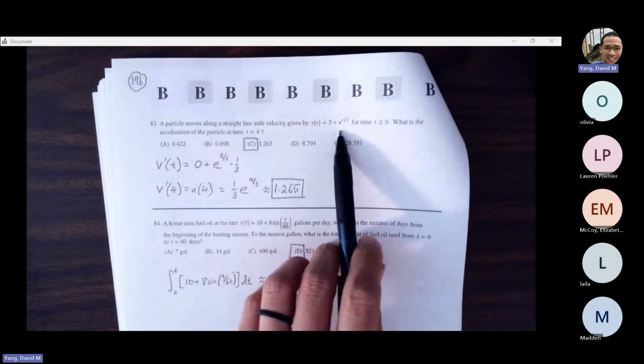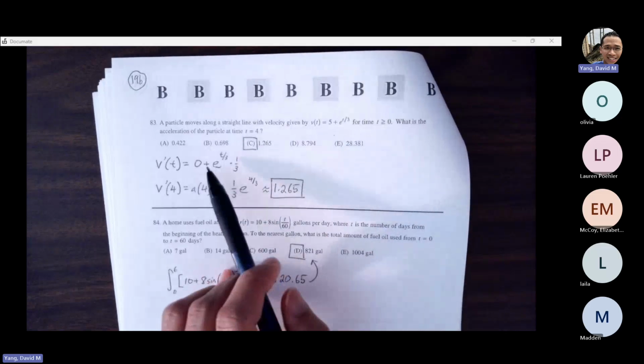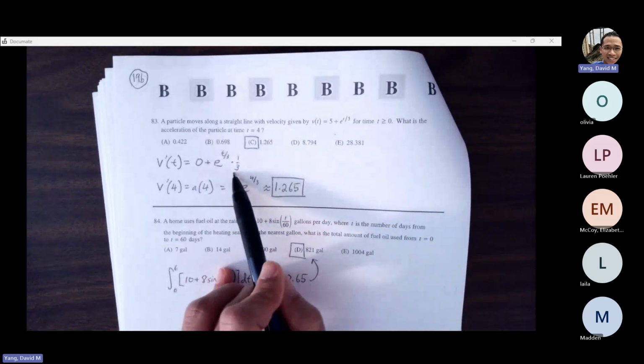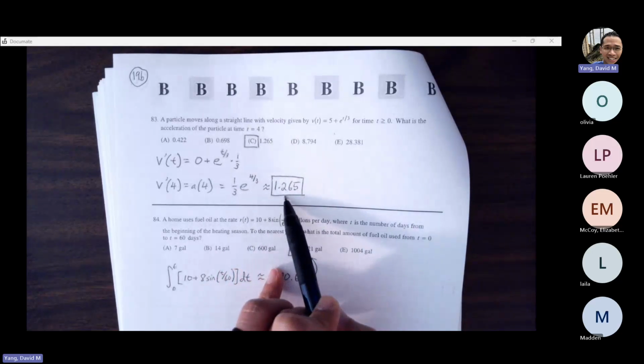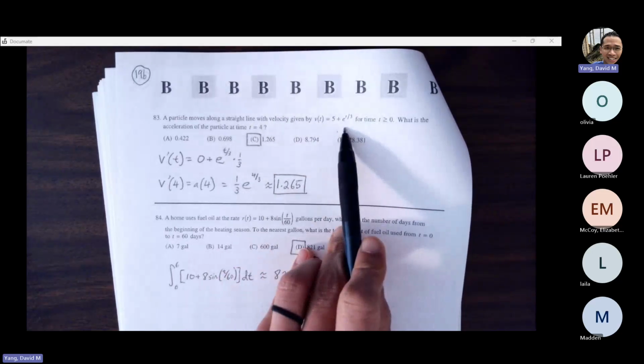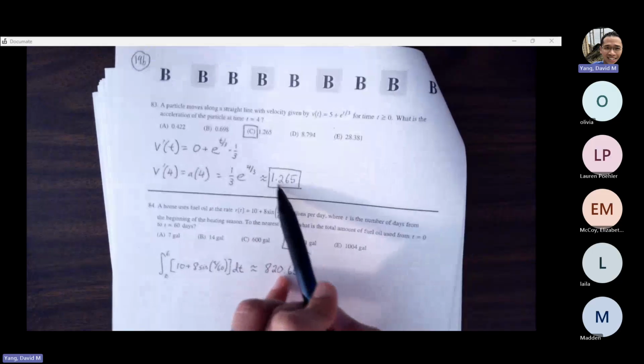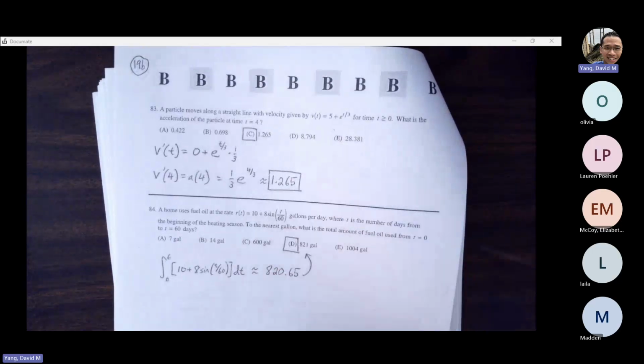Or I think you can also work this out by hand. This one's not too bad because e to the u becomes e to the u times u prime. You can plug 4 into this e to the u times u prime, and you'll get 1.26. But you can also do math 8 off of the velocity function and plug 4 in. Since this is calculator, you'll get that same answer.